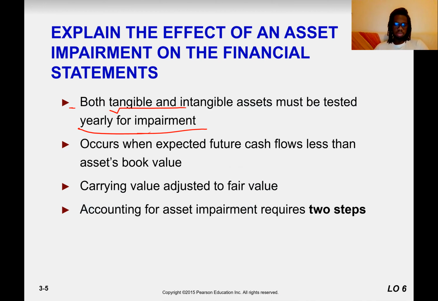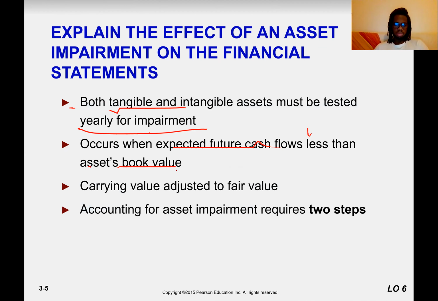So impairment occurs when expected cash flows are less than the asset book value. So what is the market value of those assets right now, and what is the value in our books? If there is a difference, and market value is lower and our book value is higher, then the rule is that everything should be recorded at cost or market value, whichever is lower, lower of the cost or the market value.